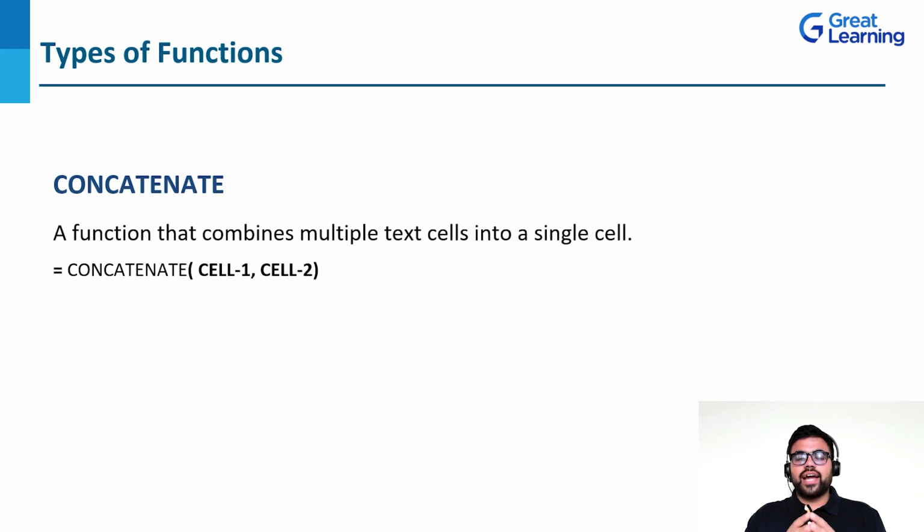Next, we look into the CONCATENATE function. This function combines multiple text cells into a single cell. So for example, you have your first name and last name. Now you want a cell in which it should be the full name. So this CONCATENATE function helps join two different cells into a single cell. Its syntax is equals CONCATENATE, open parenthesis, cell 1, comma, cell 2, close parenthesis.